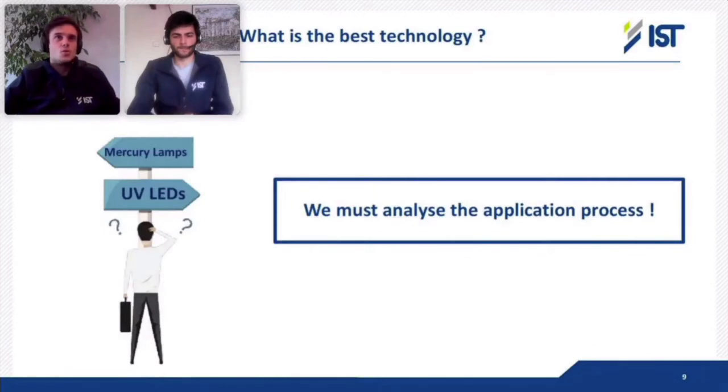To do so, we have to take into account the UV curing application we have in front of us. And once we have this application in mind, we must look at how the difference between UV mercury lamp and UV LED will play and adapt themselves regarding the selected application. And so now I will try to explain how ICMS approach a UV curing process in order to select and define the best technology.